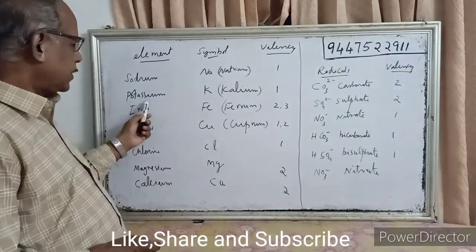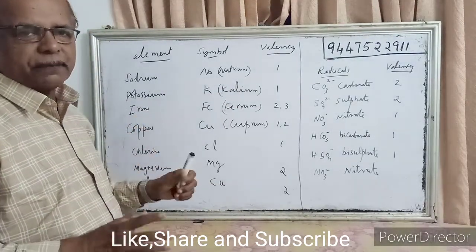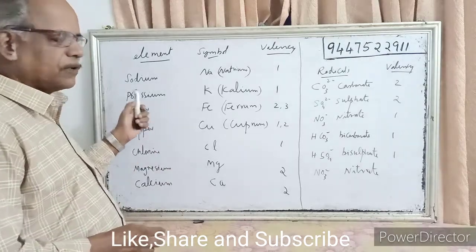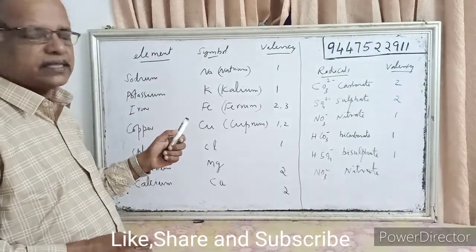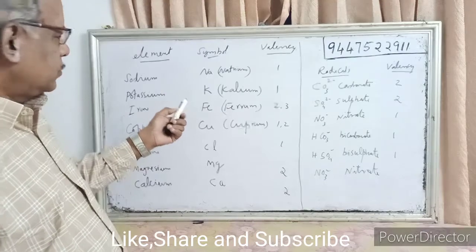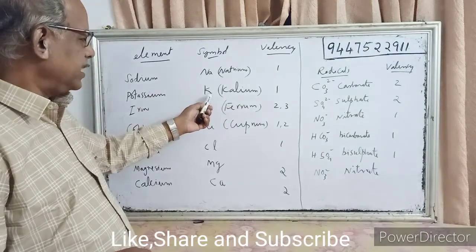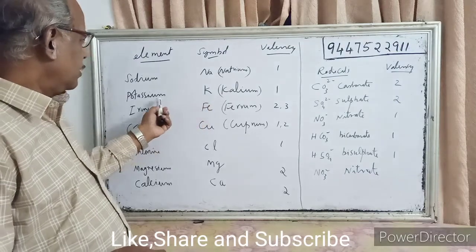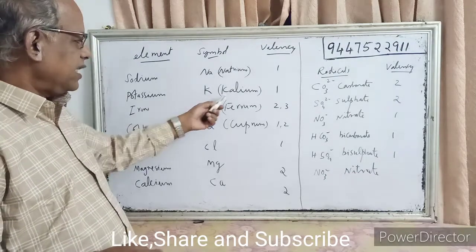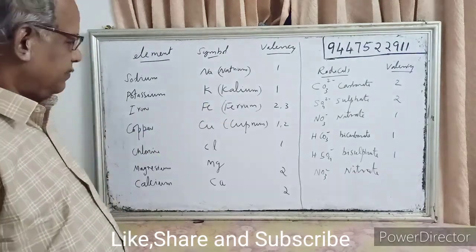The next element is potassium. We are not taking P as the first letter for the symbol because P represents phosphorus. So we are using the Latin name Kalium. So K is the first letter. So the symbol for potassium is K and its valency is 1.